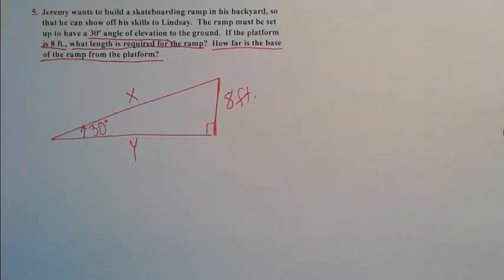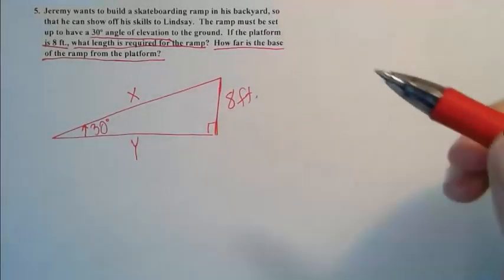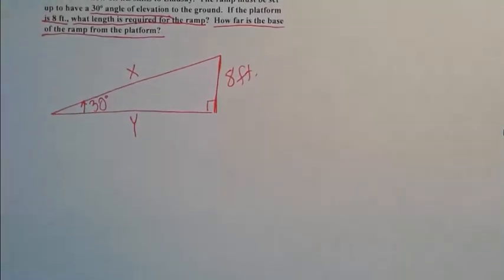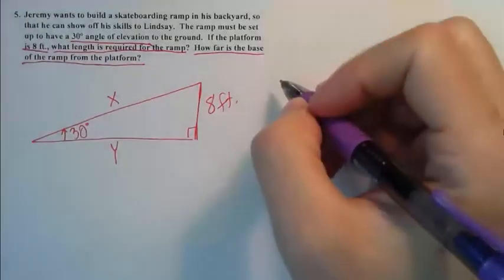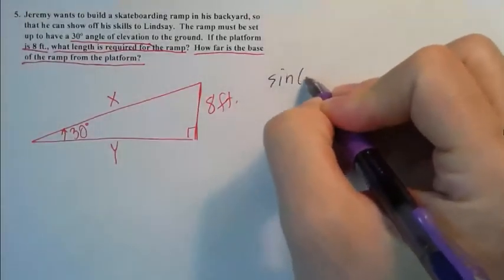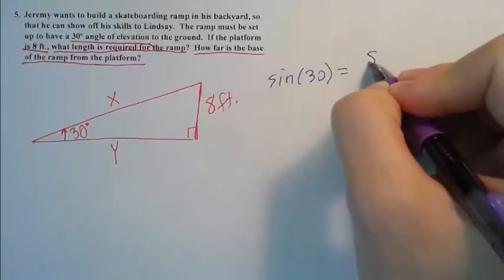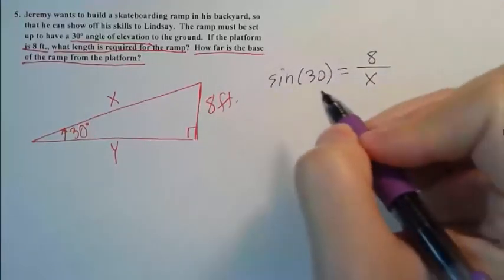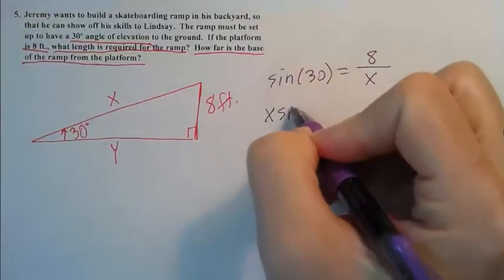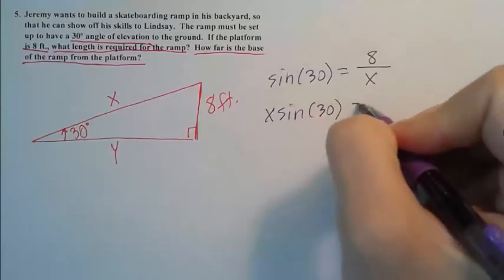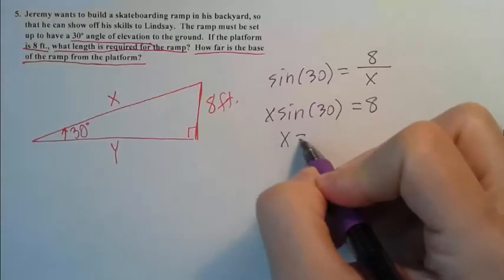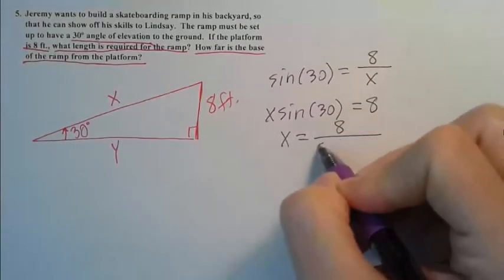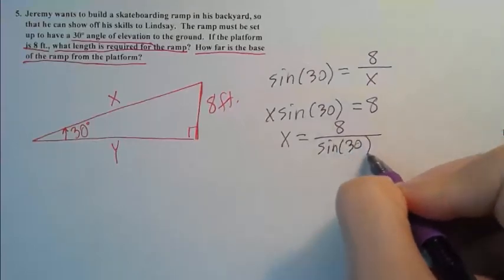And so we're going to be solving for two parts of this right triangle, and we can look at it as two steps. So first, we're going to look for x. So x would be using the sine of 30 degrees being equal to 8 over x. So we would multiply by x on both sides, which gives us x times sine of 30 equal to 8. And then you would divide by sine of 30 on both sides, and that would give you x is equal to 8 over the sine of 30.